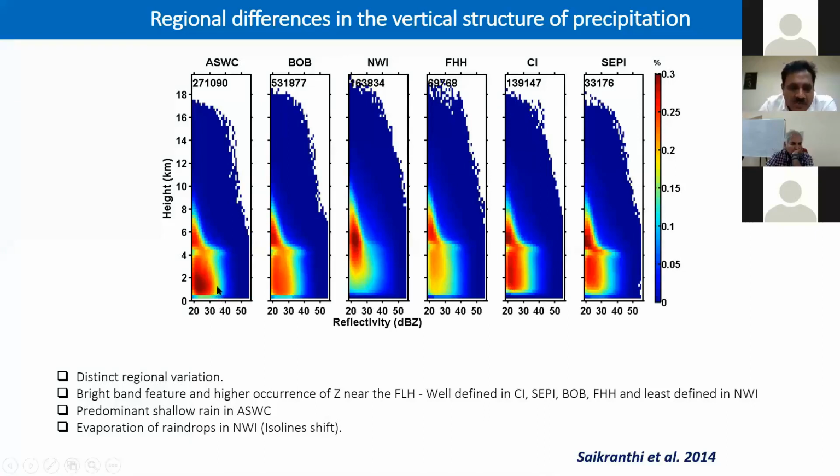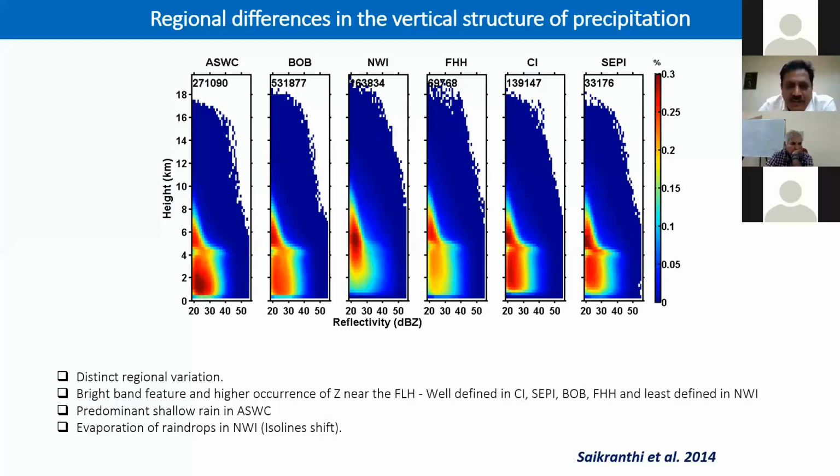And there are regions where you see maximum rain at lower altitudes, like the Arabian Sea. So it indicates that shallow rain is predominant in that region. I think this kind of information was not there earlier, before TRMM provided it.